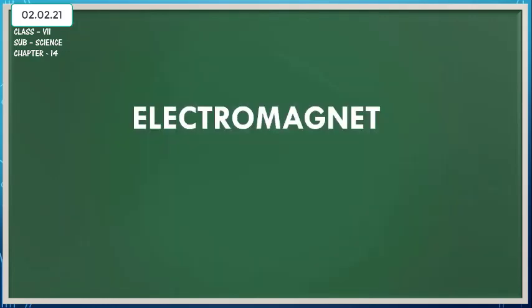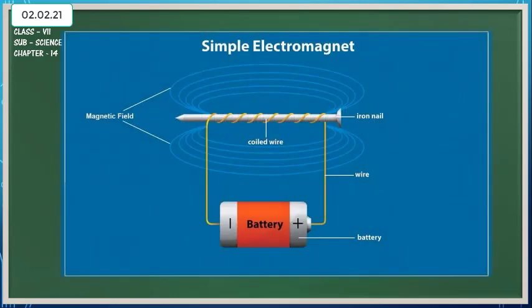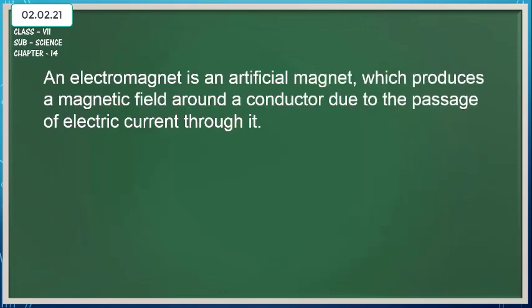Now, electromagnet. We all know that every magnetic material has a magnetic field up to which the influence of its magnetism can be experienced. A magnet whose magnetic field is generated with the help of electric current is called an electromagnet, which means that an electromagnet is an artificial magnet which produces a magnetic field around a conductor due to the passage of electric current through it. This magnetic field disappears when there is no current flowing through the conductor.